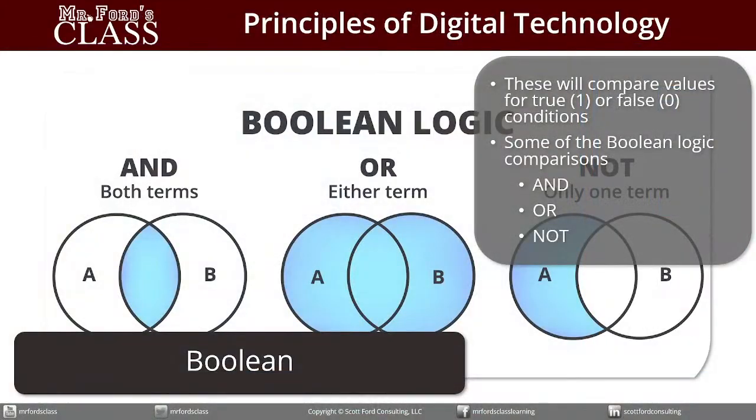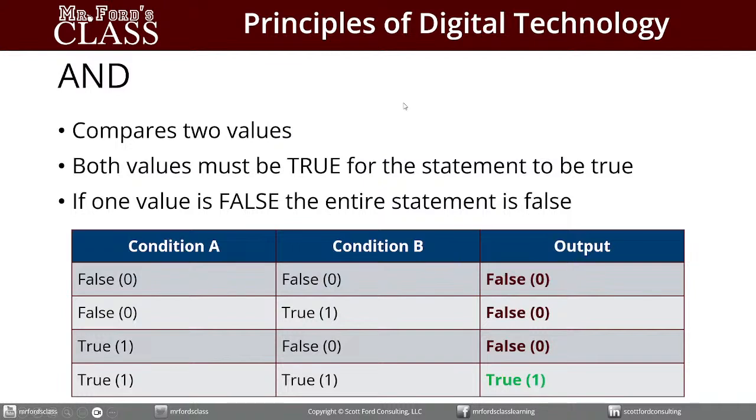And here we go. We have what we call Boolean logic, where we compare true versus false conditions. And there are more Boolean logics than I'm covering right now. But for us, know about and, or, and not. And is going to compare two values. Both values must be true for the statement to be true. If just one of the values is false, then the entire statement is false.